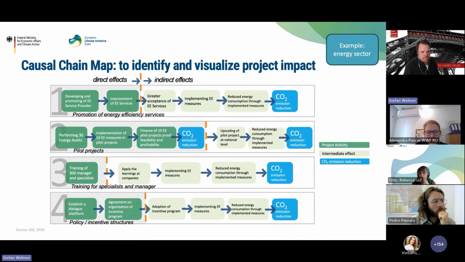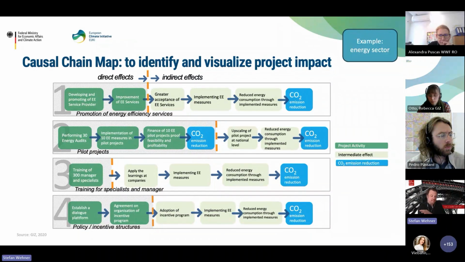So the overall improvement of energy services will be enhanced through trainings, but then indirectly, this will influence a greater acceptance of energy efficiency services, a higher implementation of energy efficiency measures, and eventually reduce energy consumption through the implemented measures and reduce emissions. But it's not done by you. It's done by those service providers that you have worked with. So the attribution can be clearly shown, the relation to your project, but it's indirect because in the end they do the implementation, not you.